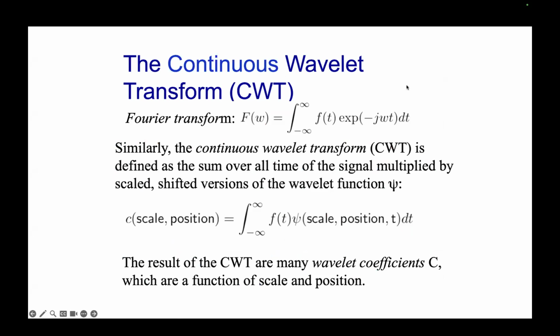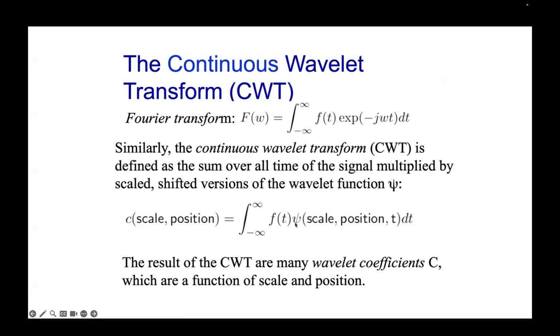So let's look at the continuous wavelet transform. As we saw, the Fourier transform is the integral from minus infinity to infinity of the signal f(t) multiplied by e to the power minus j omega t dt. Similarly, the CWT is defined as the sum over all time of the signal multiplied by scaled and shifted versions of the wavelet function, which is given as psi. So it's again the integral from minus infinity to infinity of f(t), which is our signal, and then psi(t) dt.